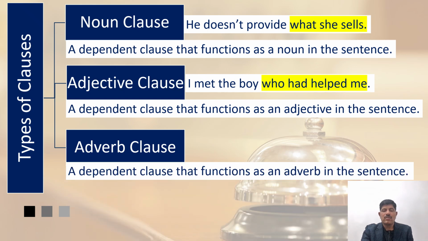A dependent clause that functions as an adverb in the sentence is obviously an adverb clause. For example, don't go before he comes. So before he comes is functioning as an adverb that modifies the verb. It is an adverb clause.